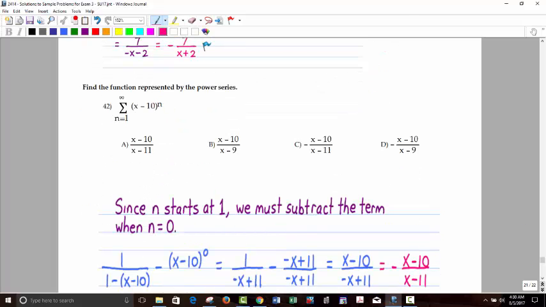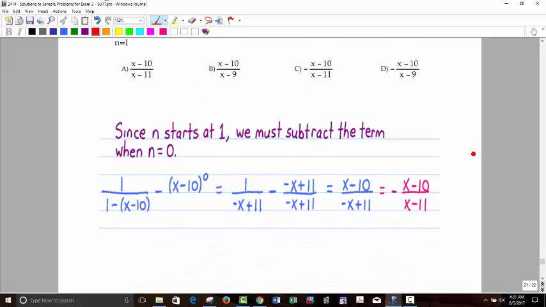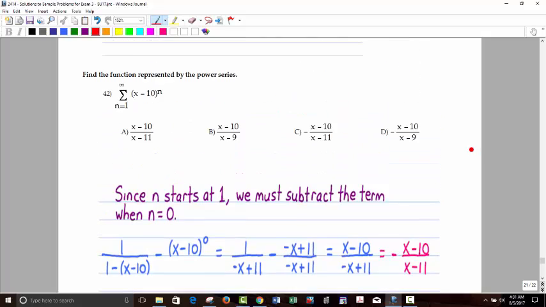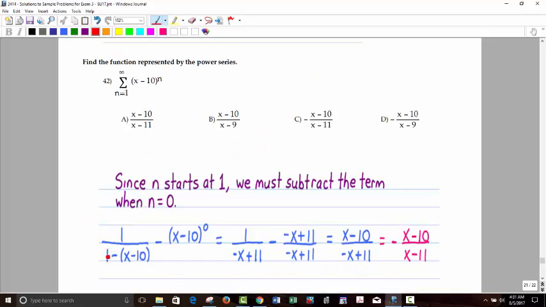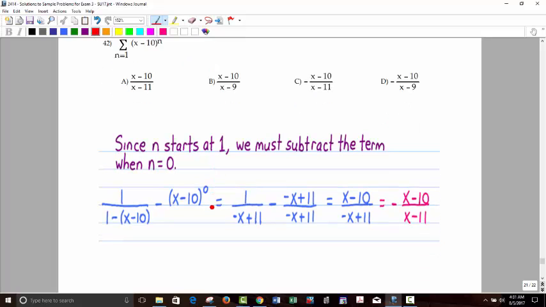Let's look at the next one. Next one's a little trickier, because it's starting at 1 instead of 0. And that just means we'll do what I did earlier. We'll subtract the 0 term off of it. So we'll use that same formula. So I'm using 1 over 1 minus r. But I'm subtracting off the term of putting in 0 in here, which will just be 1. So on the bottom you have 1 over x minus 10, which will actually be 1 over negative x plus 11.